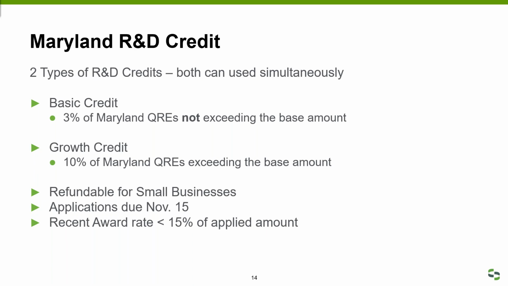Regardless of your tax liability, they will write you a check, not dissimilar to Virginia. Again, two types of credits there. So as you can see, states use it as an incentive. You got a basic credit at 3%, and then you got a 10% of what they call growth credit. Refundable for small businesses, and recent award rates, because they have a pool as well, is about 15% or a little bit less.